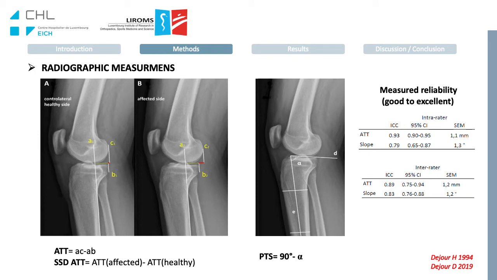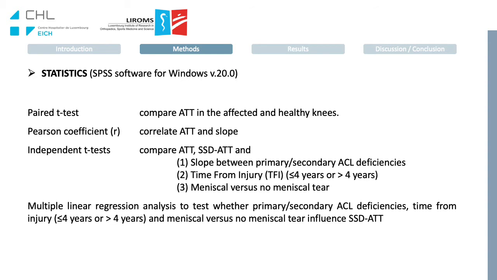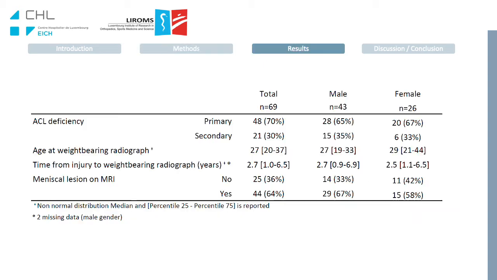In this slide you can see our measurement method, which was described for the first time by de Jure in 1994. These are really straightforward and present a good to excellent intra and inter-rater reliability. This is the statistics software that we have been using, SPSS. We assessed our data with paired t-test, Pearson coefficient R, and independent t-test according to the nature of our data. Also, a multiple linear regression analysis was computed in order to evaluate the influence of time from injury and meniscal lesions on the side-to-side anterior tibial translation.